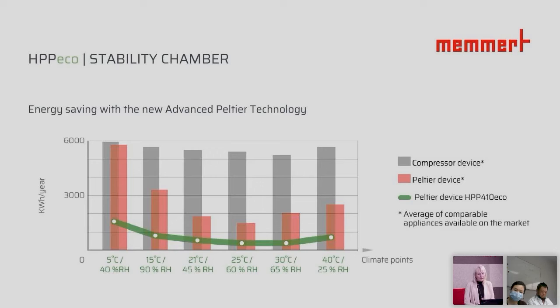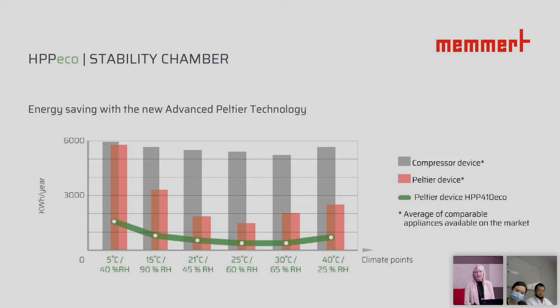And when you look at this sketch, you can see, for example, if we use here temperature 25 degrees, 60% RH, the gray bar comes up to almost 6,000 kilowatt hours per year. If it goes to the Peltier, then we might come to around 1,000 kilowatt hours per year. And if we look at the green line, then you see it's very, very low.